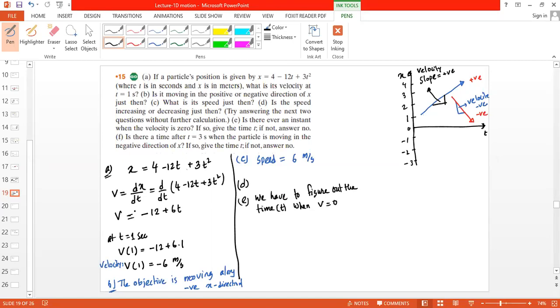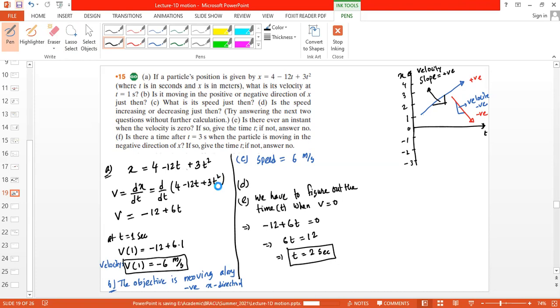v equal to 0. This is the equation for v: minus 12t plus 12, that is, minus 12t plus 12 is equal to 0, or that means 12t equal to 12, that means t equal to 1 second. So at time t equal to 2 seconds, the velocity is 0. Okay, so velocity is 0 at time t equal to 2 seconds. Clear?